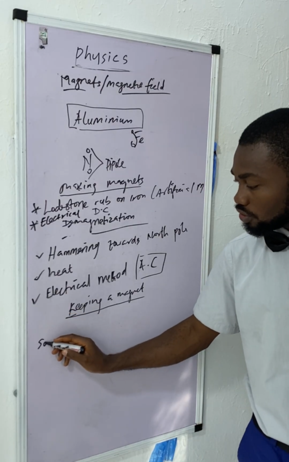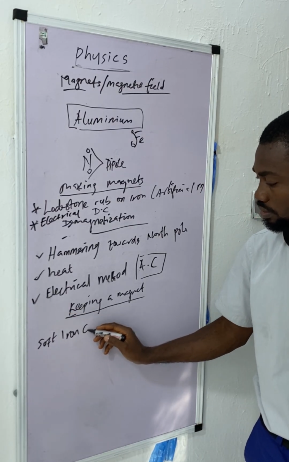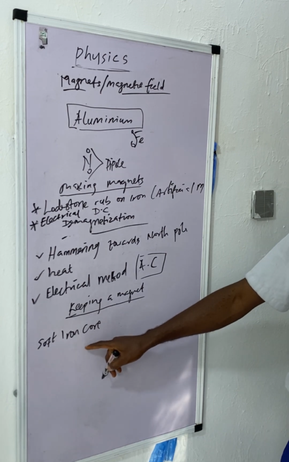Magnetic keepers are made of what? Soft iron core. They are made of soft iron core.